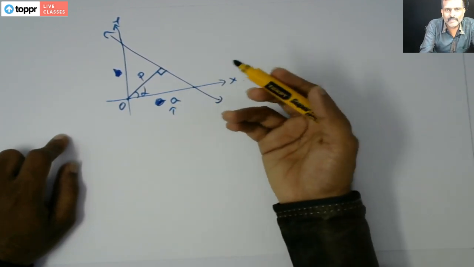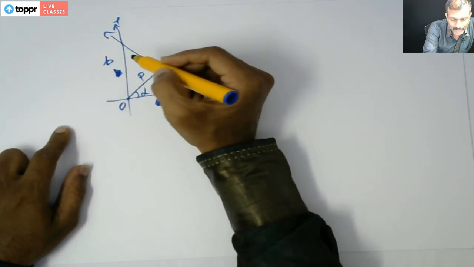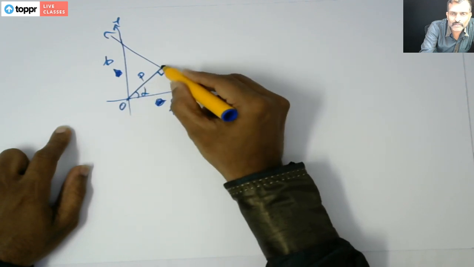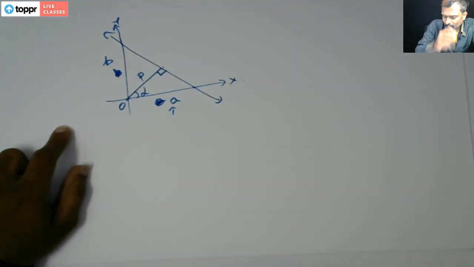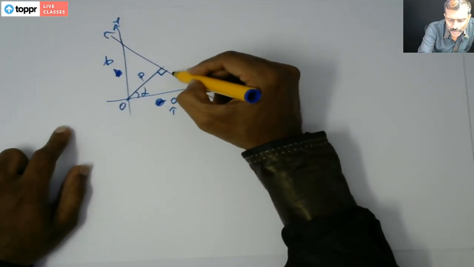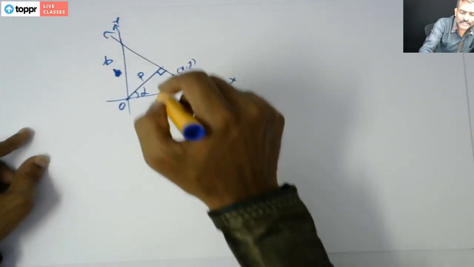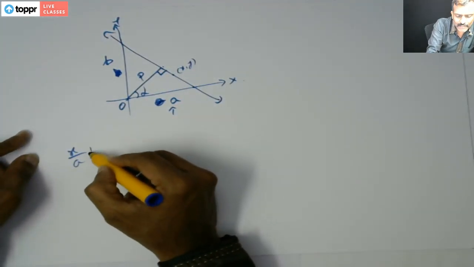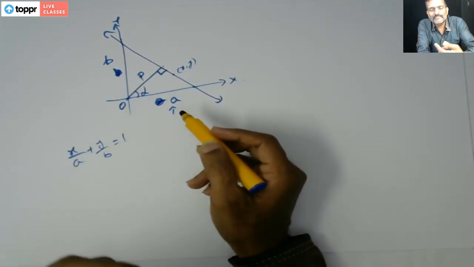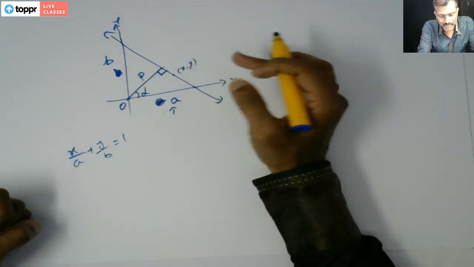If it is given, it's x by a plus y by b is equal to 1, but I don't know that. I'm assuming these values, and I want to relate them to this perpendicular distance from the origin to the line. So I'm assuming these to be a and b, and let us say there is a point x comma y on this line. Then the general equation will be x by a plus y by b is equal to 1, but I want the equation in terms of alpha and p because these are the values given to me. So I want to derive that from this.